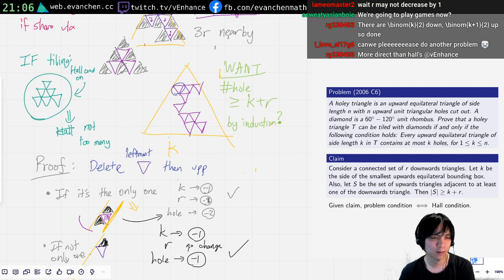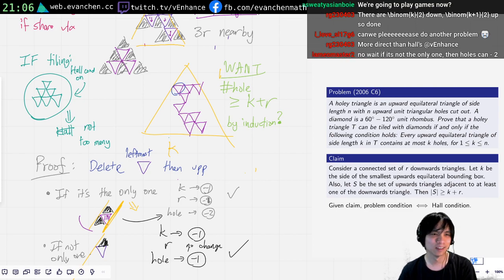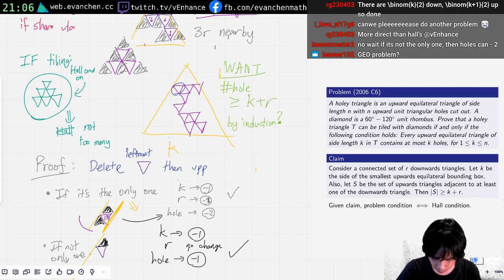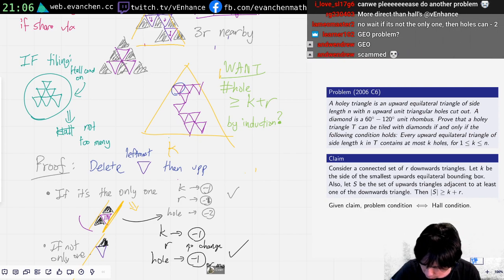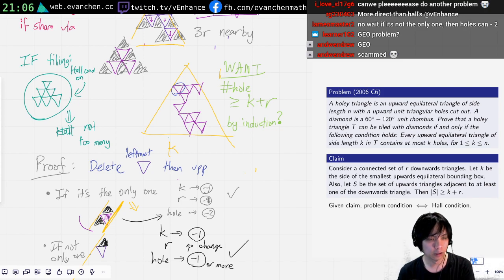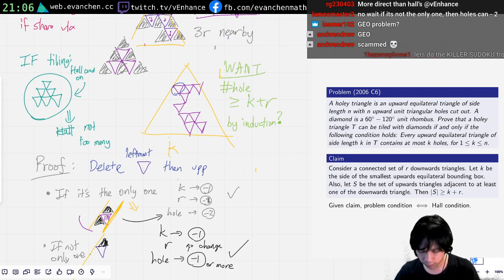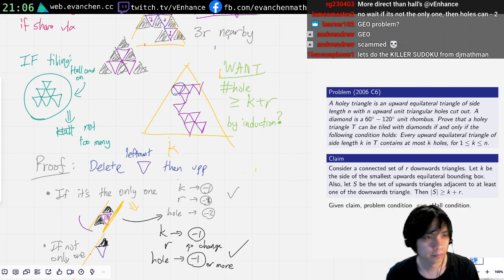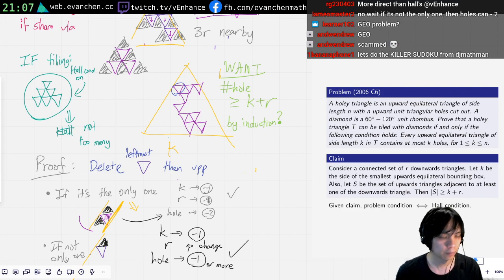Oh, I see. Yeah, I guess I'm just phrasing it kind of badly. If it's not the only one, then holes can go down by two, or more. Well, that's the direction I want, right? I can say the holes go down by one or more, and then it's fine. Right, because I wanted a lower bound on the number of holes. So if more holes disappear, that's actually better for me. Okay, so I think that works.